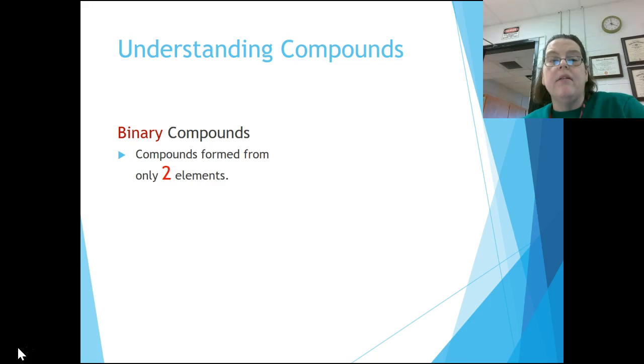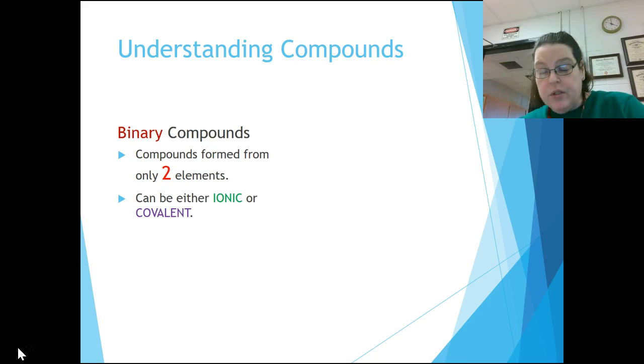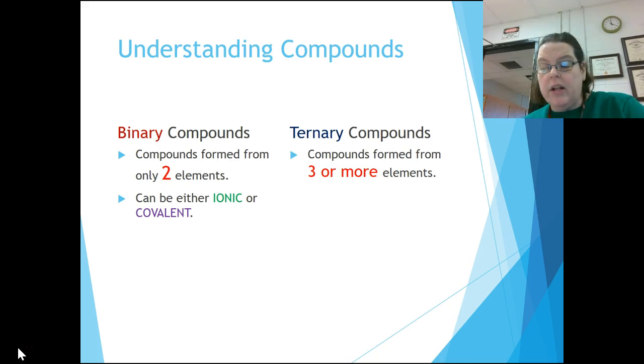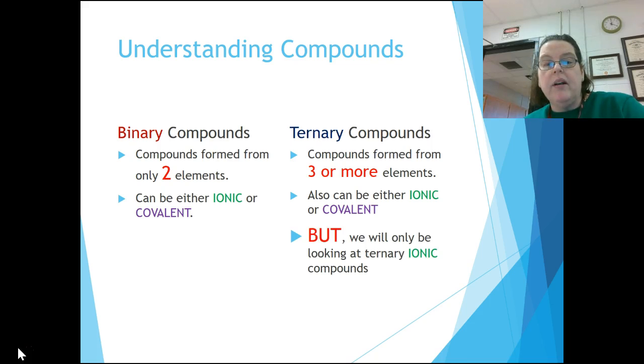So binary compounds are compounds formed from only 2 elements. It can be either ionic or covalent. It can also be acids, which we'll talk about a little bit. Ternary compounds are compounds formed from 3 or more elements. So anything that's got 3 or more is considered to be ternary. Again, we can have ionic and or covalent or acids as well. But we'll only be looking at ternary ionics and acids. We won't be looking at naming ternary covalents because they go beyond the scope of what we need to know. You'll get a little bit more of that in biology, but we won't do that here.